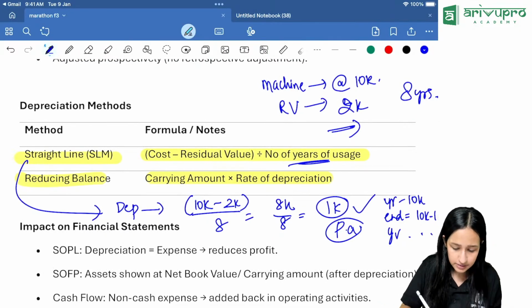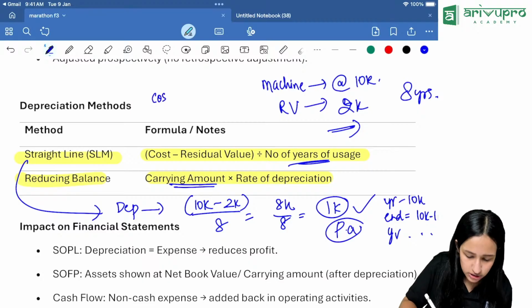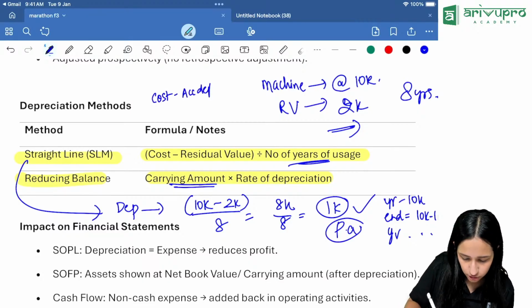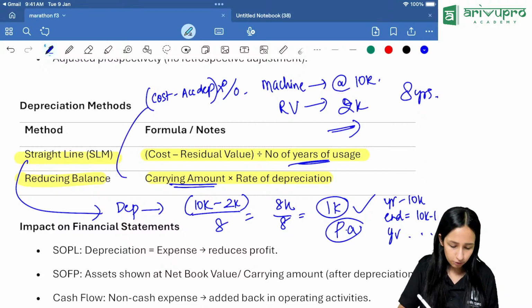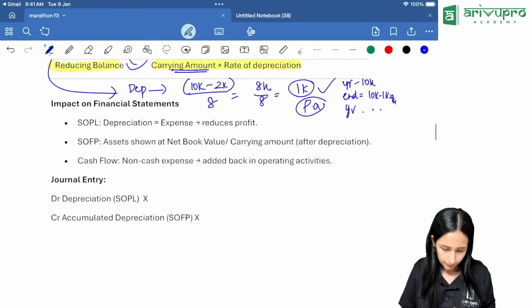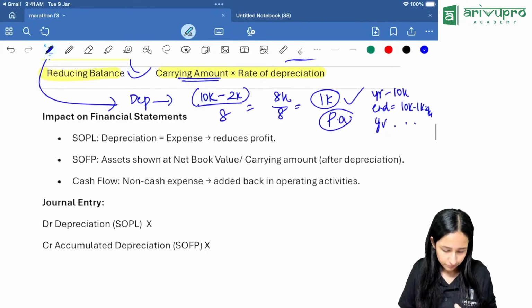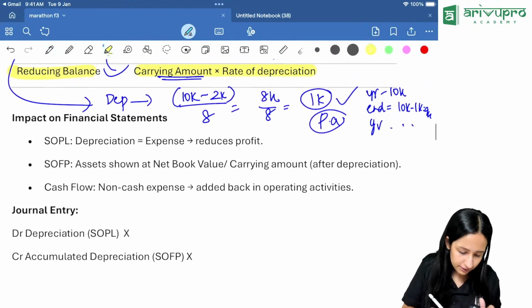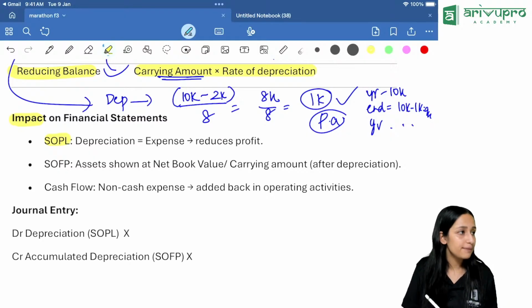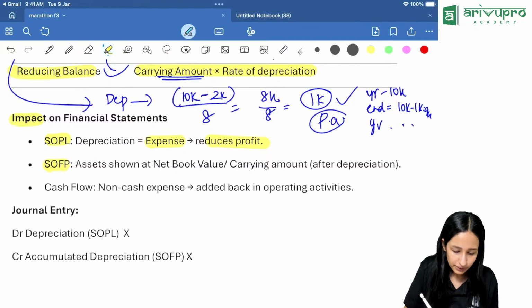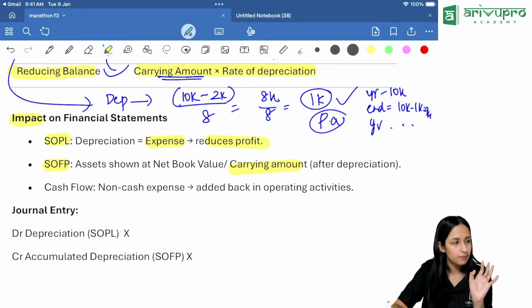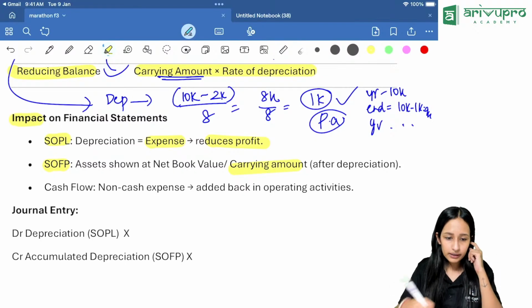Coming to reducing balance method, the carrying amount is cost minus accumulated depreciation into the percentage of depreciation. Okay, that's the formula for reducing balance method. Okay, so now, how does depreciation affect our financial statements? In SOPL, depreciation is an expense. It reduces profit. Okay. In SOFP, depreciation is being reduced from the cost of the asset to give us the carrying amount. Carrying amount is cost minus depreciation. Remember? So that carrying amount will be going here.